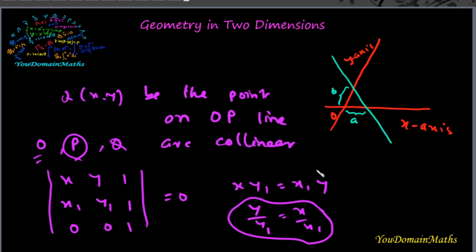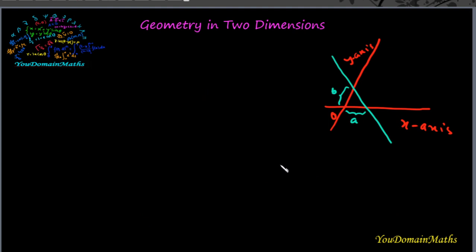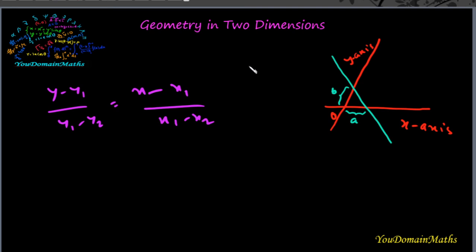And we can also prove the equation y minus y1 by y1 minus y2 equal to x minus x1 by x1 minus x2 using this method. It is very easy. So it is correct that the equation y minus y1 by y1 minus y2 equal to x minus x1 by x1 minus x2 is the equation which passes through the two points P of x1, y1 and Q of x2, y2. It is applied in rectangular axes and oblique axes also.